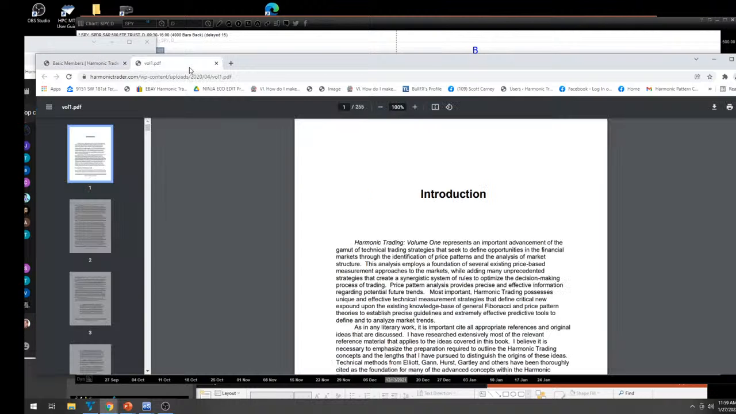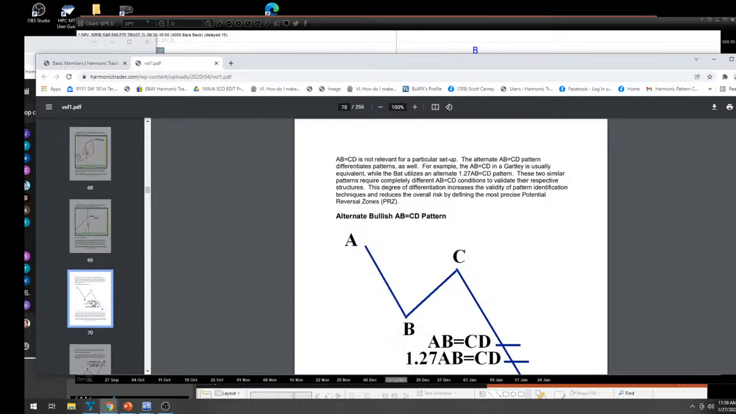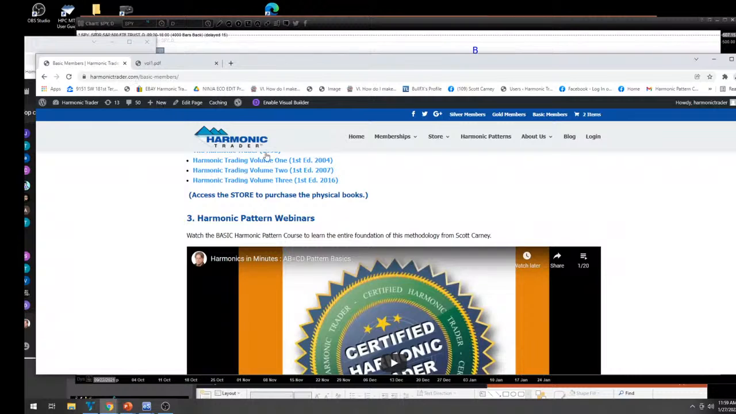Harmonic Trading Volume 1. I laid it all out for the M's and W's, the specifics with the ABCD variations. So start with that book, download it, and review that. Why? That's going to show you the details of why certain ABCD combinations work and others do not.